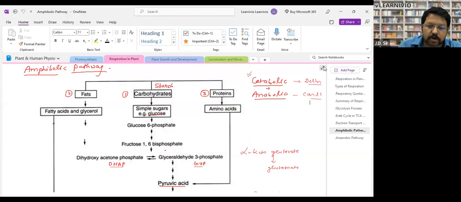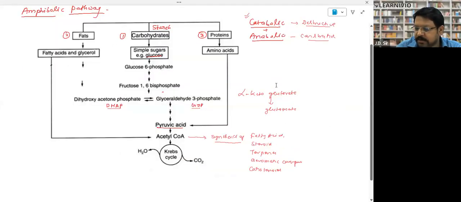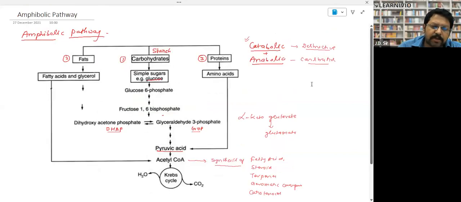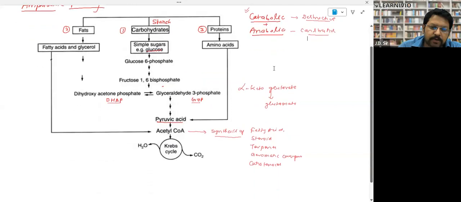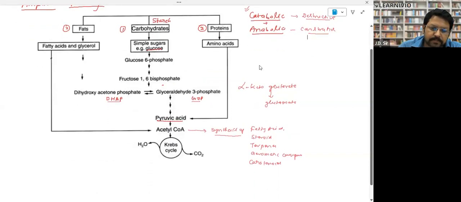So last but not the least, this is the last diagram in your NCERT book. So, amphibolic pathway. What is the amphibolic pathway? Try to understand. Can you tell me what is the amphibolic pathway? Anyone of you? Try to.